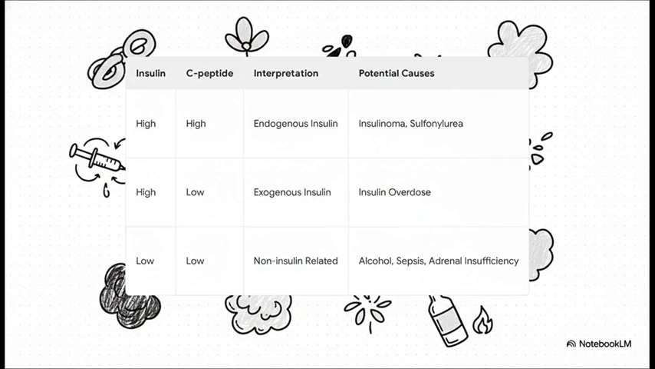Okay, scenario 2, high insulin, but this time a low C-peptide. This tells you the body isn't making all that insulin, so where's it coming from? It has to be an external source, an exogenous insulin injection. This is the classic picture you'd see in a fictitious disorder or an accidental overdose. And finally, scenario 3, low insulin and low C-peptide.